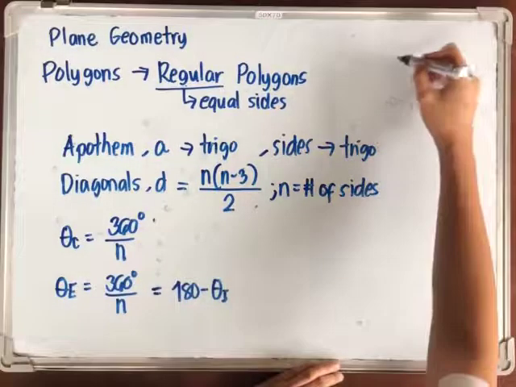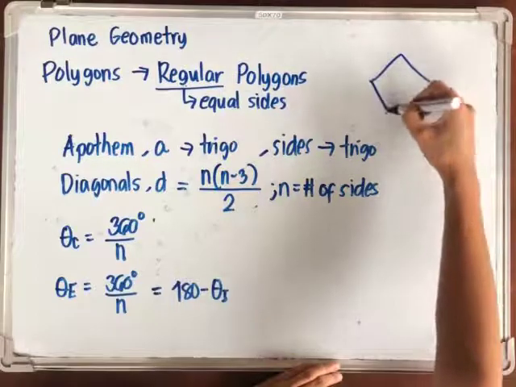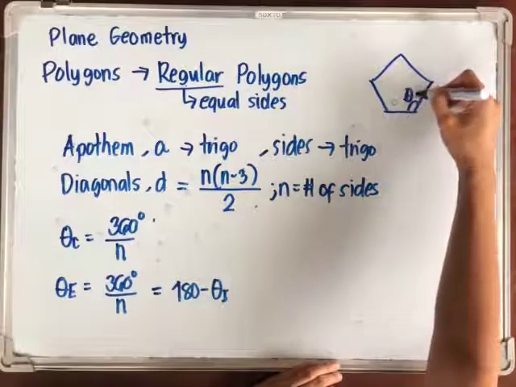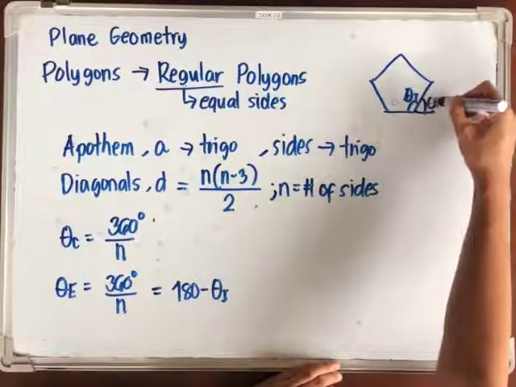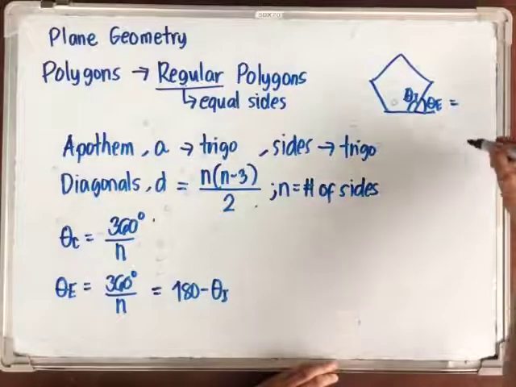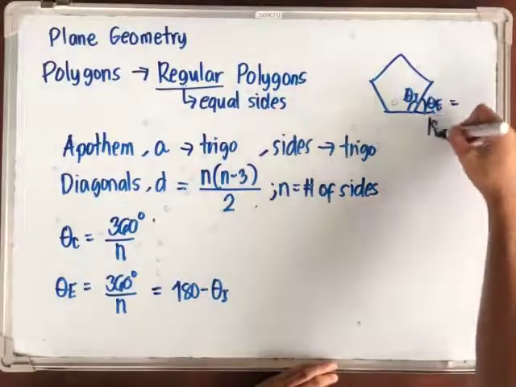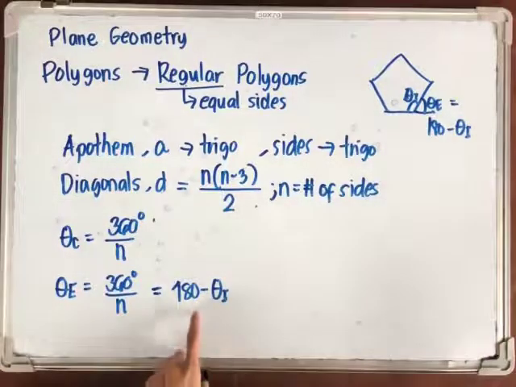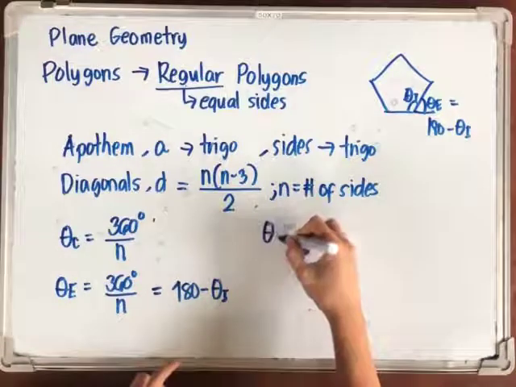Kasi if nare-recall nyo kanina, drawing ko ng maliit dito, ayan. Okay? If ito si theta sub I mo, di ba ito si theta sub E? Which is actually the supplementary angle of theta sub I. So you can get it by 180 minus theta sub I. Ito yun. Okay?